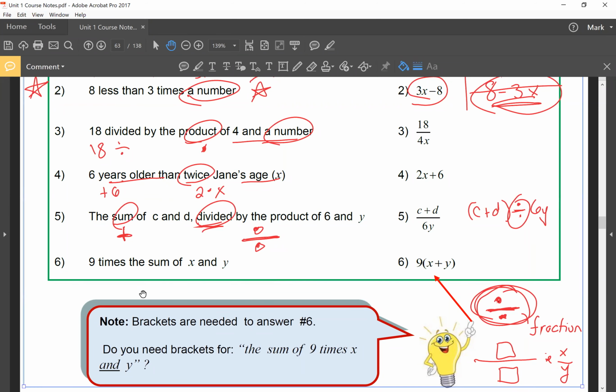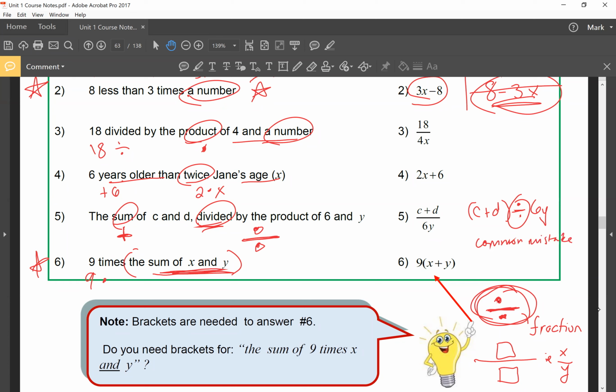Pretty cool. Okay, now this one's another common mistake here for number 6. 9 times, so that means 9 multiplied by the sum of x and y. But what this means is we're going to multiply the sum of x and y, both of those things, by 9.